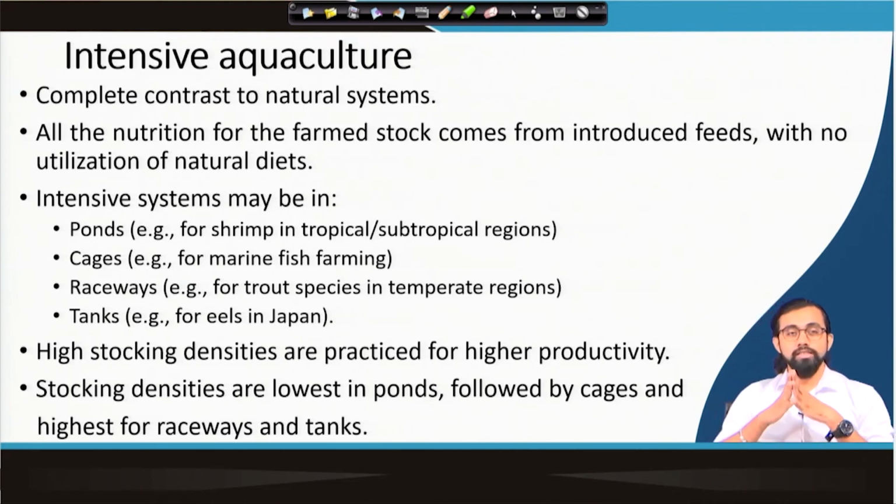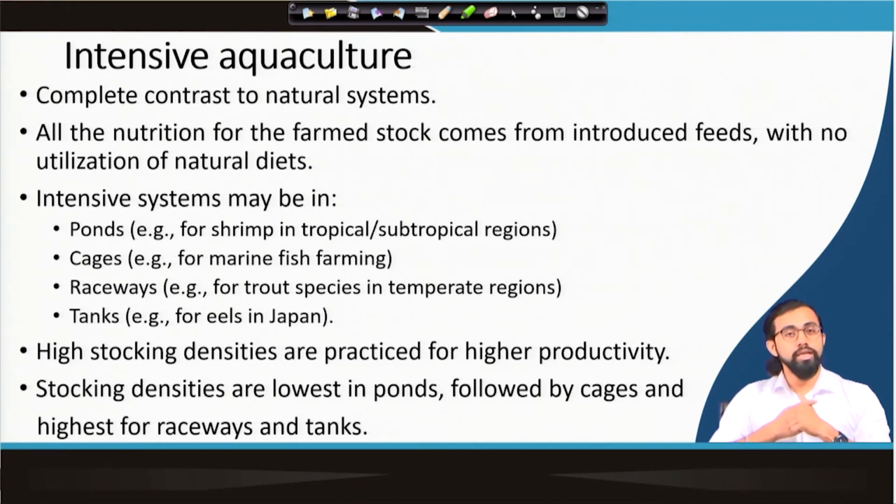These intensive systems can be in ponds, for example shrimp in the tropical and subtropical regions, cages in marine fish farming, and raceways in the temperate regions, where they go for culturing trout species in these intensive aquaculture systems. In tanks, in Japan, they produce eels. So this production of eel is also in intensive aquaculture facilities. All the nutrition in this farm stock comes from the introduced feed, and no utilization of natural diet is at all present in this kind of aquaculture system.